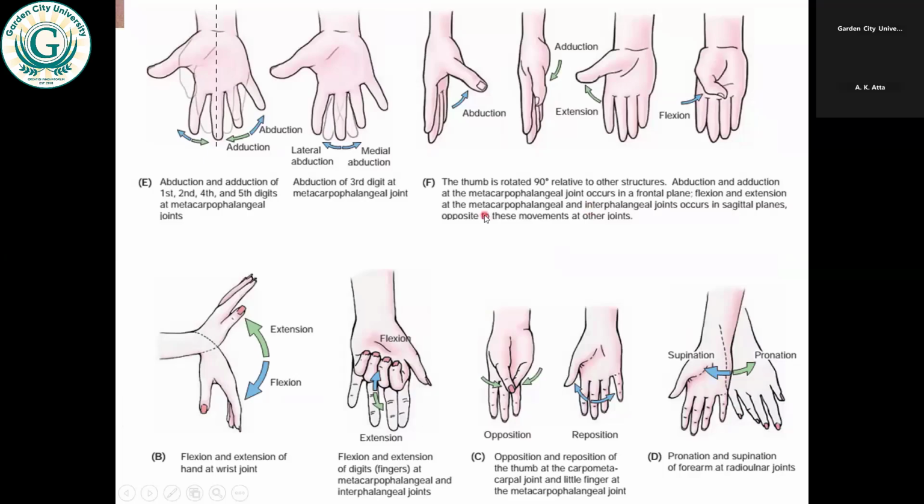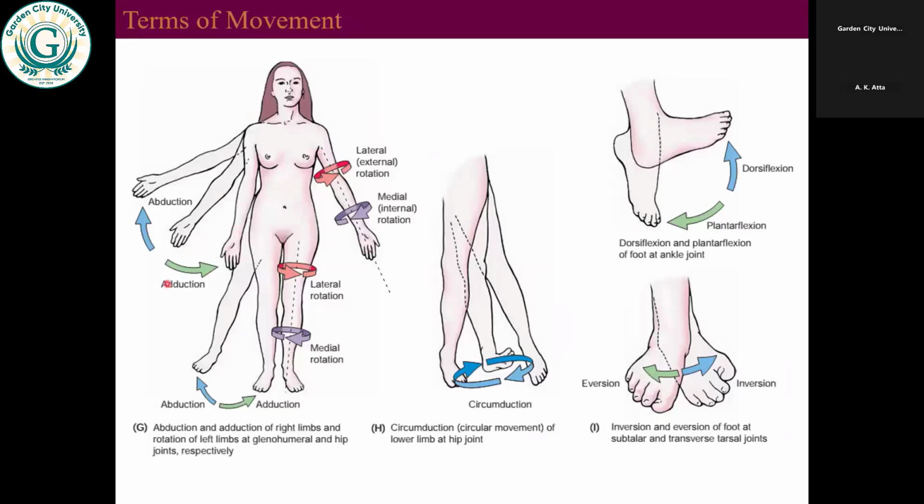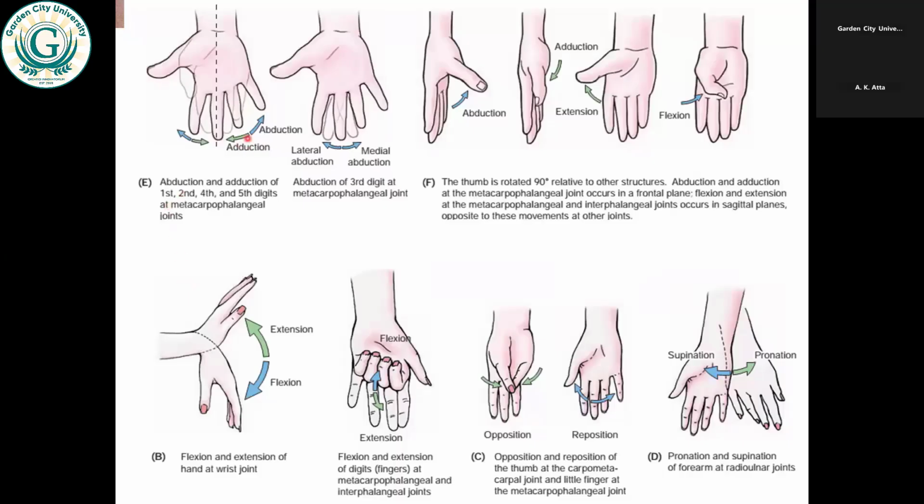Then we have abduction and adduction. So in adduction, you bring the body close to the midline. Then abduction is away from the midline. So ADD to the midline, away from the midline, abduction. So here, close to the midline, adduction, away, abduction.